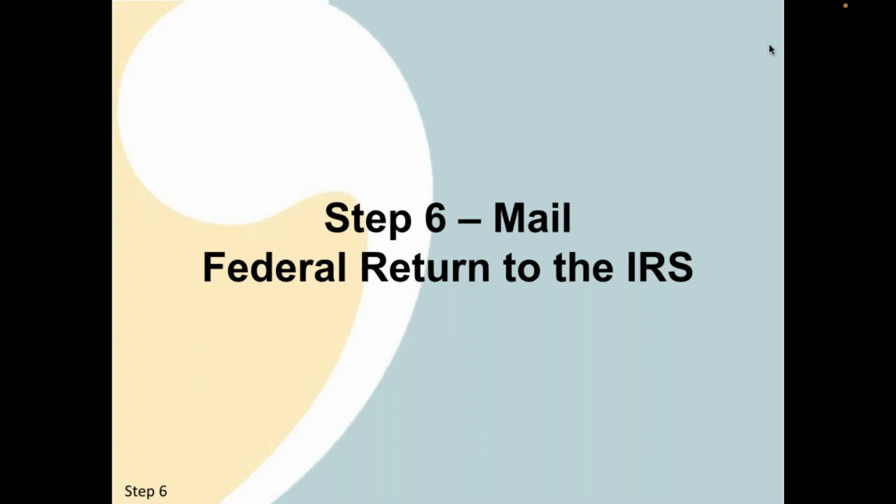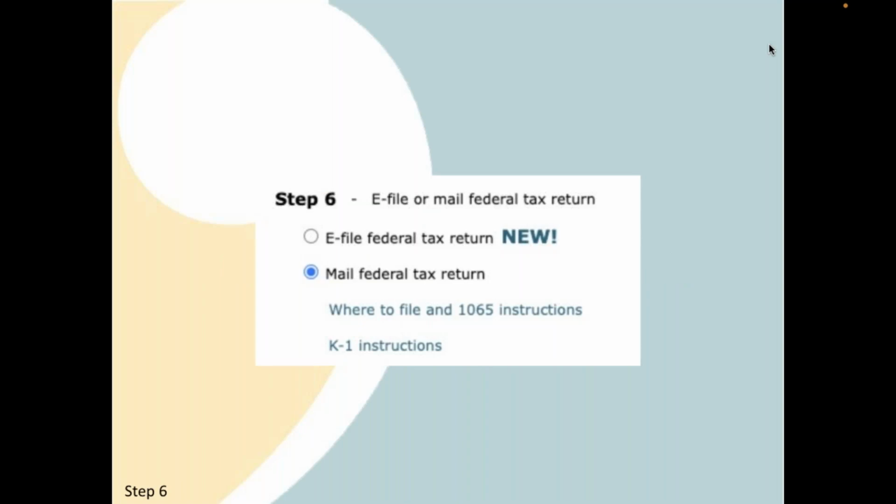But first, we'll talk about what you need to do if your club chooses to mail your return to the IRS instead of e-filing. Either mail your return or e-file your return, but do not do both. When you've printed a copy of your club's complete tax return and have carefully reviewed it, select Mail Federal Tax Return in Step 6 if you'll be mailing your federal return to the IRS. Then click the Where to File and 1065 Instructions link for all the details on exactly what to mail and where to send it.